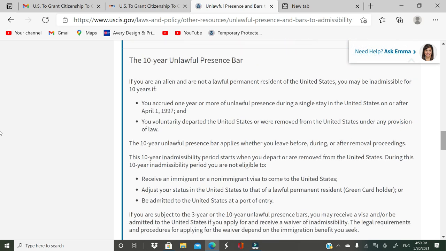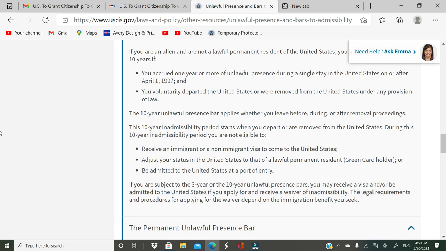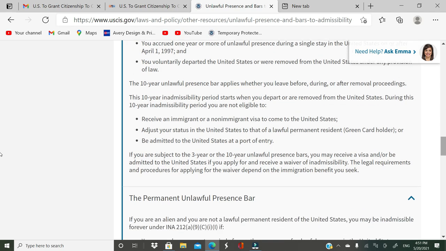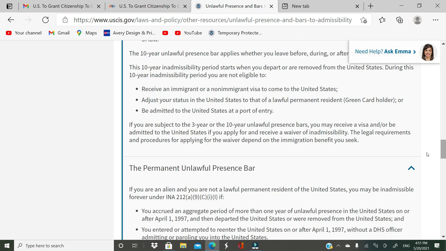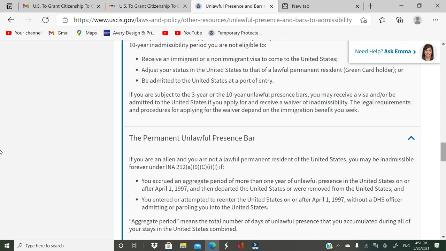So the 10 years bar rule says the same thing. You're not going to be eligible to receive an immigrant or non-immigrant visa. If you're inside, you're not going to be eligible to adjust status or be admitted at the port of entry.